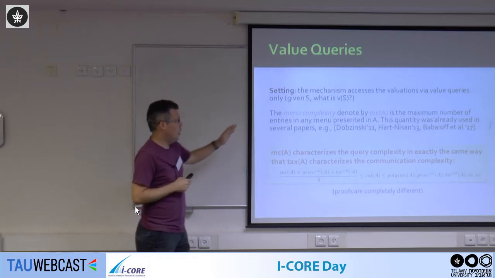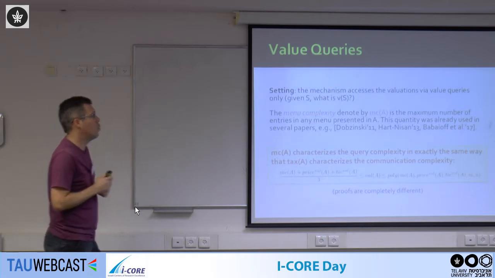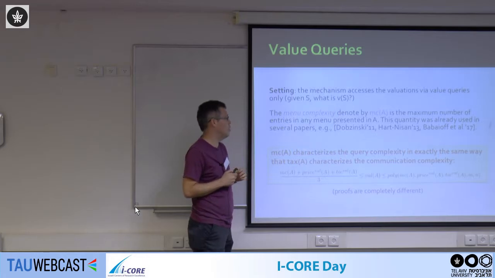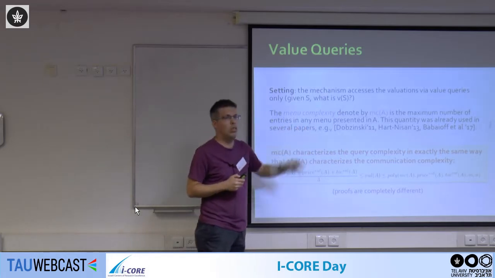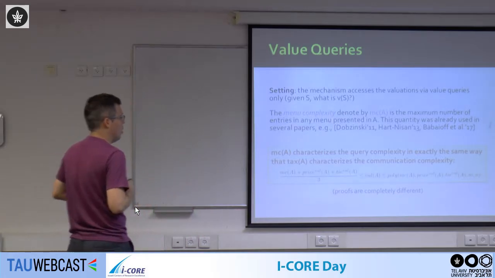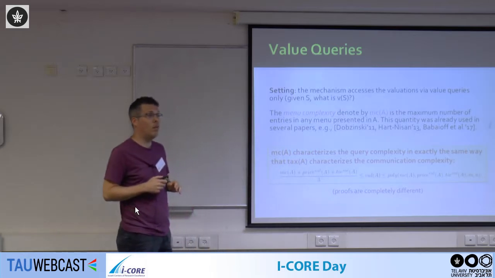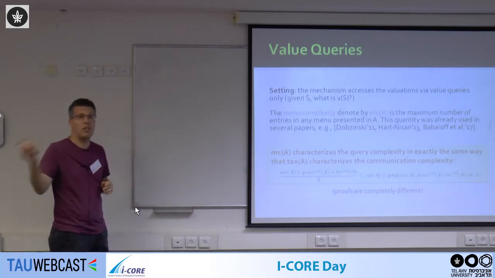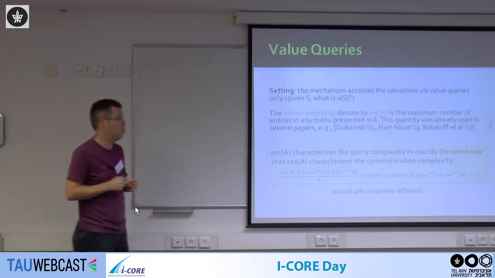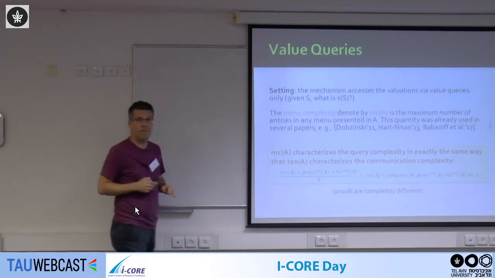And here we can define a term called the menu complexity, as the maximum number of entries in any menu that is presented in the mechanism A. This was already used in several papers before in a slightly different context. And we get that the menu complexity characterizes the number of value queries that a mechanism must make exactly in the same way that the taxation complexity characterizes the communication complexity. So the expression is the same, the proofs are really not.